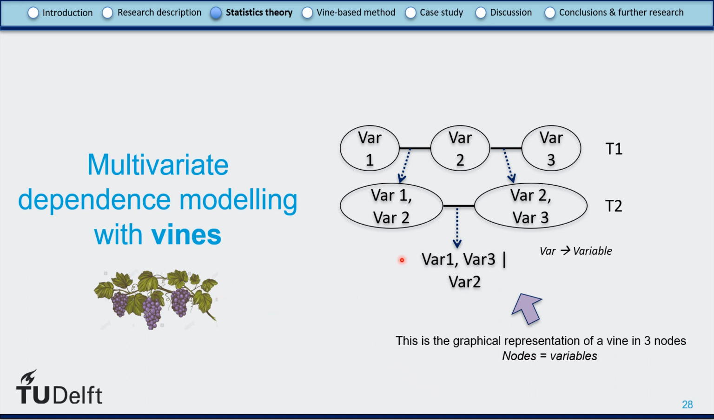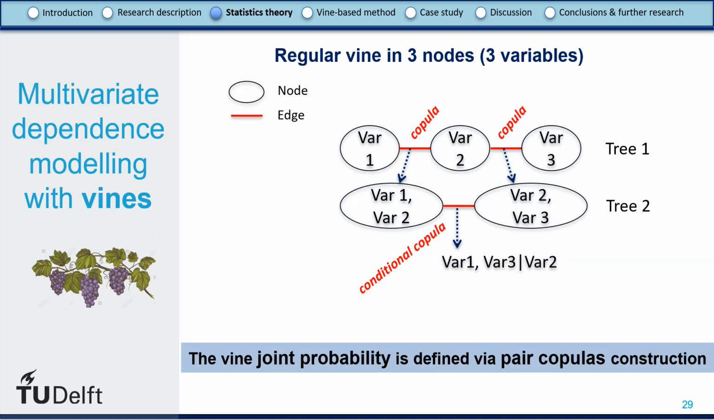This is the graphical representation of a vine in 3 nodes. And by nodes, we mean that in the first tree, we have 3 nodes and they represent 3 variables, which are the variables that we study in the engineering practice. As the grapevine, the statistical model is composed by a series of nested trees.